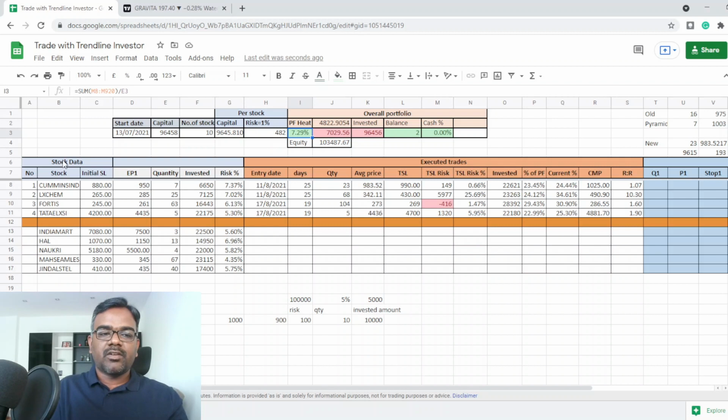So once you plan your trade, this is your plan, right? This risk is nothing but stop loss. What is your stop loss percentage? Once you plan, then you put your GTT orders in Zerodha, and then you execute your trades. Once the trade is executed, then you enter it here.